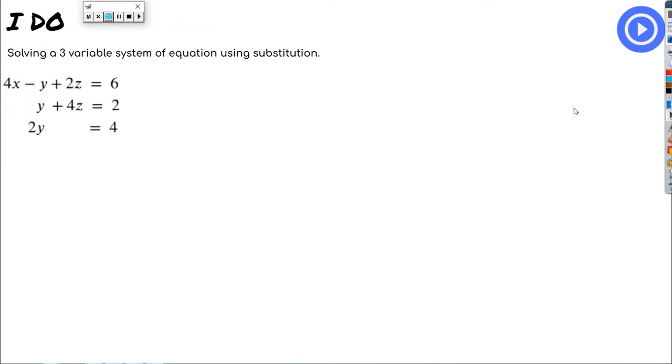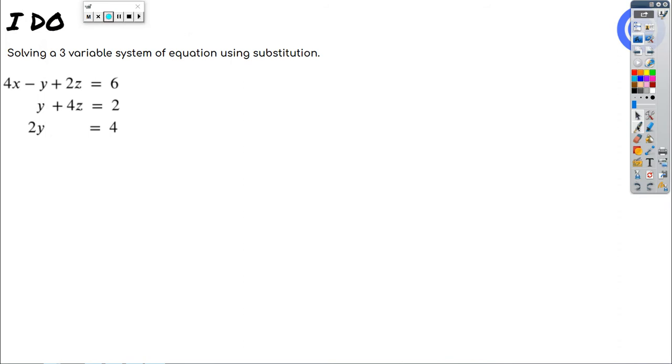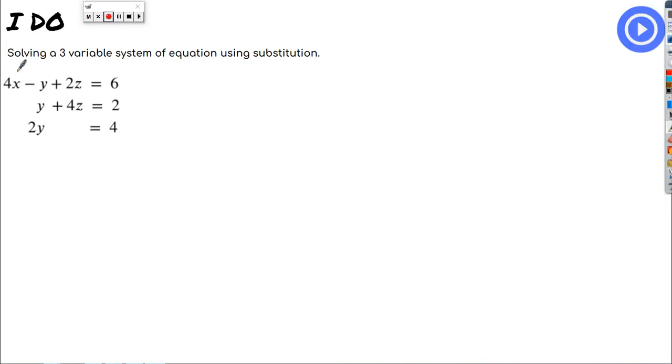So for solving three variable systems of equations using substitution, basically what we're going to look at is how to solve for these three variables, these three unknowns, the x, y, and z. So the first thing you want to do is take a look and see, is there anything that can be easily solved from the very first step.